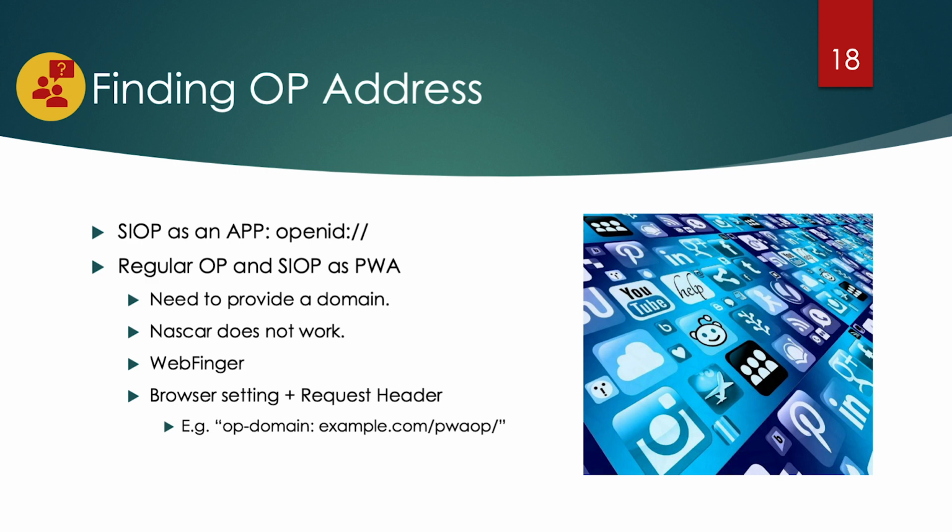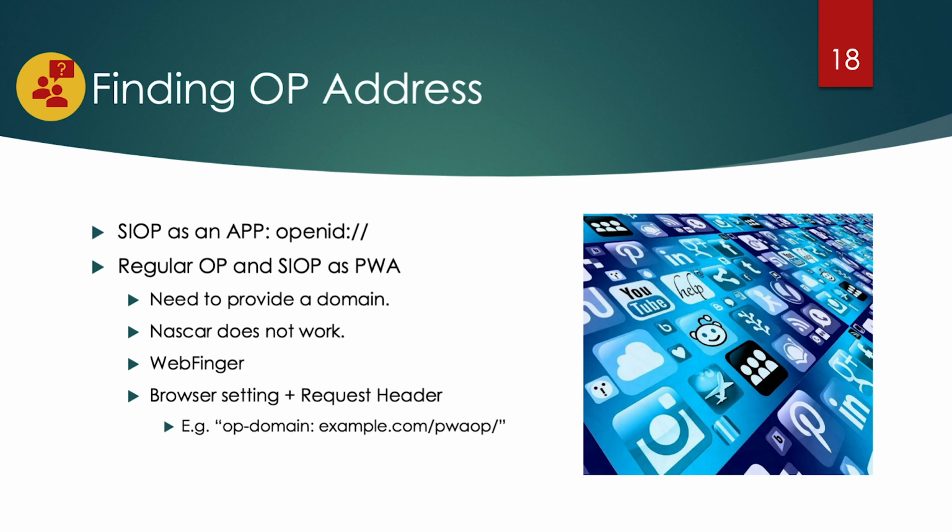Now, in OpenID Connect, we are proposing to use the OpenID scheme, openid:// for the SIOP as an app. But that doesn't actually work for other kinds of implementations. Like you could implement SIOP as a progressive web app. Kim Cameron is actually doing that right now. But for that, a custom scheme like openid:// doesn't work. It needs to give a deep link into it. So in this kind of case, you actually need to provide a domain at least.